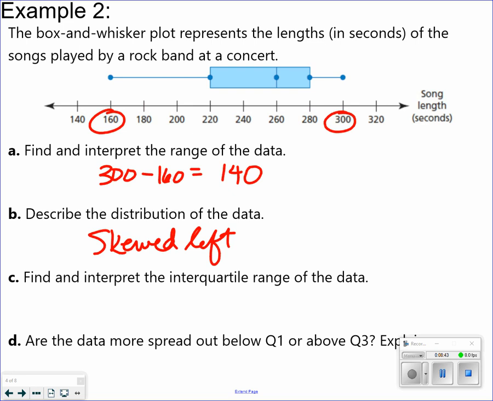Find and interpret the interquartile range of the data. So basically what you're looking at is the quartiles.